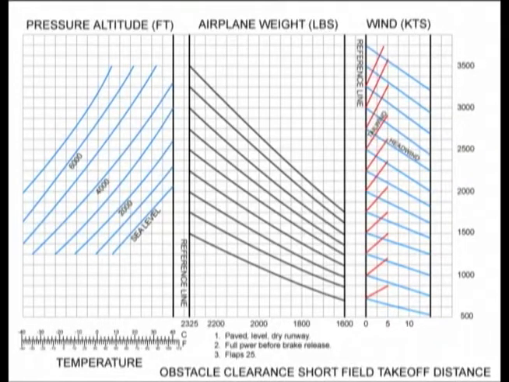Begin at 39 degrees on the temperature scale and proceed vertically to the pressure altitude value of 2,000 feet. Move horizontally to the airplane weight reference line. Proceed parallel with the diagonal reference lines to the weight value of 2,200 pounds. Then horizontally to the wind reference line. Move parallel with the blue diagonal reference lines to the headwind value of 5 knots. Continue horizontally and read the obstacle clearance takeoff distance of approximately 2,200 feet on the right vertical scale.